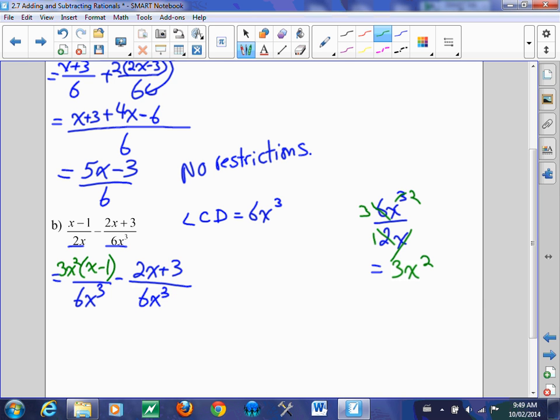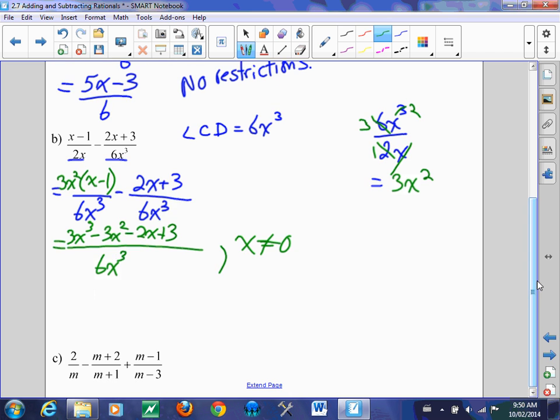All right? Using distributive law. And now, ladies and gentlemen, our denominator can be 6x cubed. I like to always write that down first because sometimes people forget that on a unit test. All right, so we've got 3x cubed minus 3x squared minus 2x plus 3. And can we collect any like terms there? No. And what's my restriction here, guys? X cannot be equal to 0.